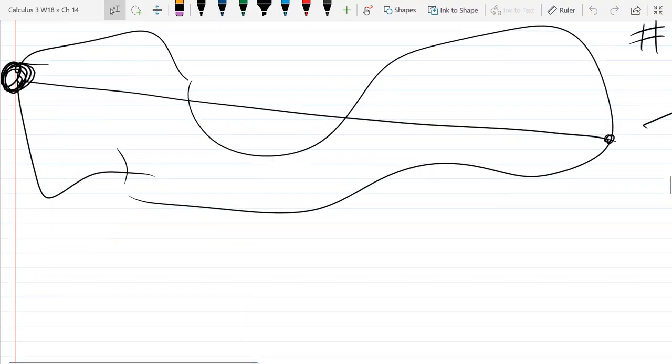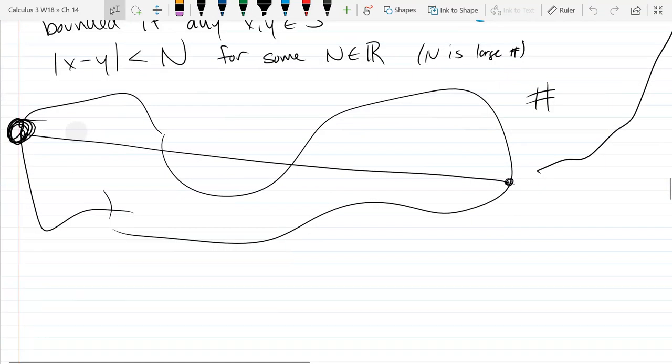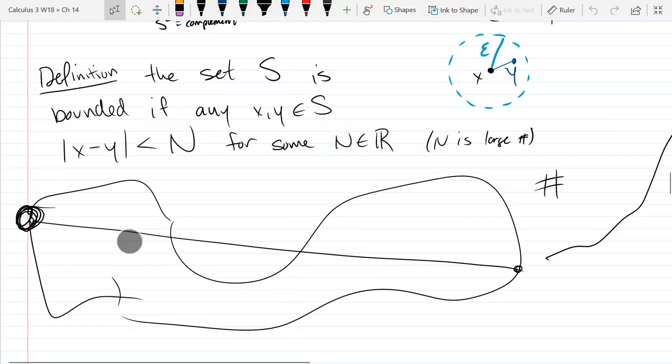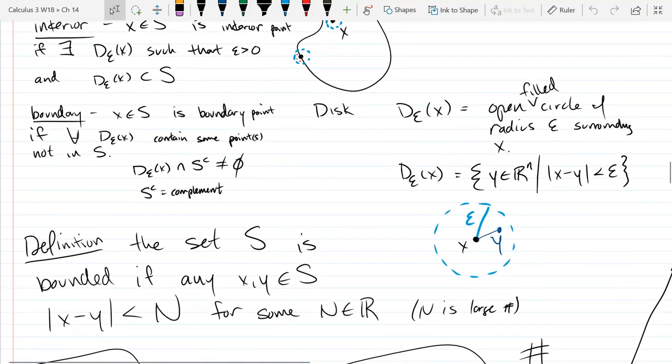Sets in regions in R2. So we just talked about interior and boundary and bounded. By the way, bounded really has nothing to do with boundary points. It's generally computed off two boundary points, but not necessarily.